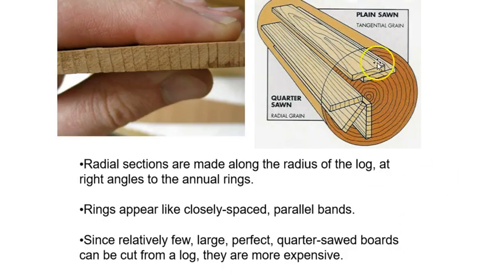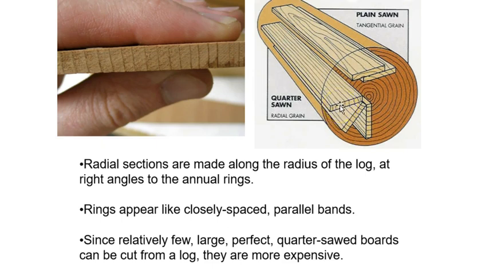Okay, so now we see several boards being cut out of this trunk. Radial sections are made along the radius of the log and at right angles to the annual growth ring. So that is here. This is the quarter sawn lumber we're talking about. The radial sections produce the quarter sawn lumber right there. And we see the rings appearing at 90-degree angles to the face of the board. This would be the face, and this is coming in at 90 degrees to that.